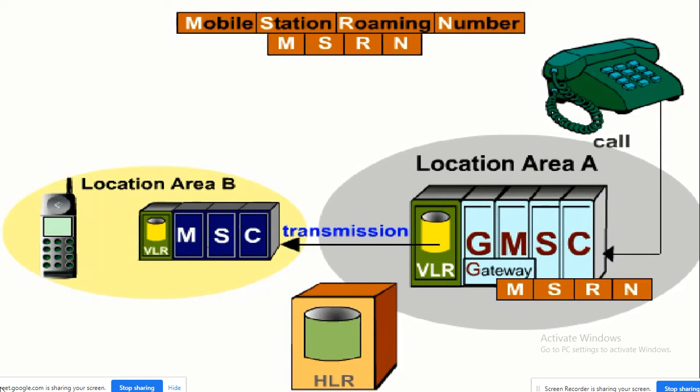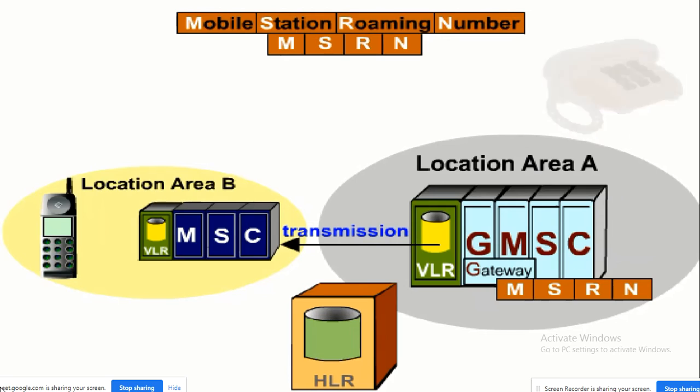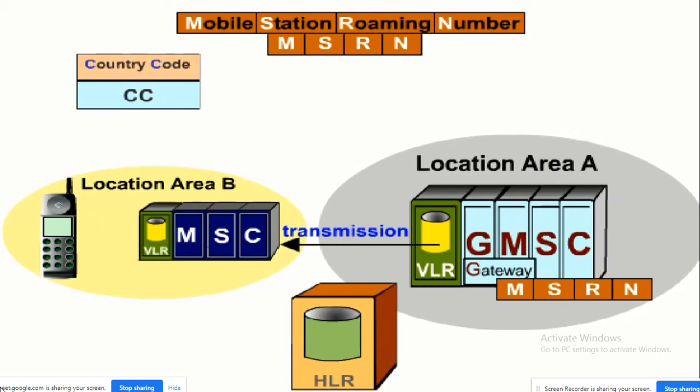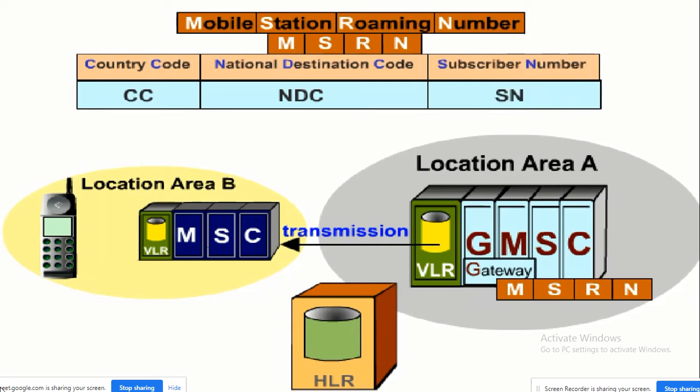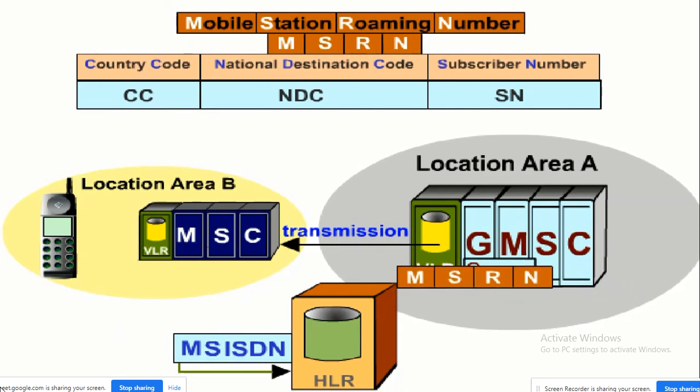The MSRN has the same structure as the MS-ISDN. It consists of the country code, CC, the national destination code, NDC, and the subscriber number, SN, that is different to the SN in the MS-ISDN. While the MS-ISDN only establishes the connection to the HLR, the MSRN is used to route the call to its actual destination.